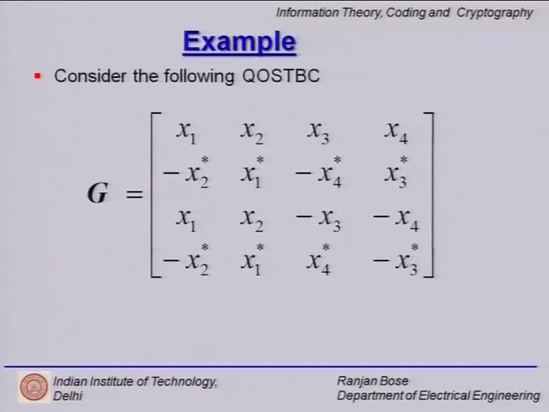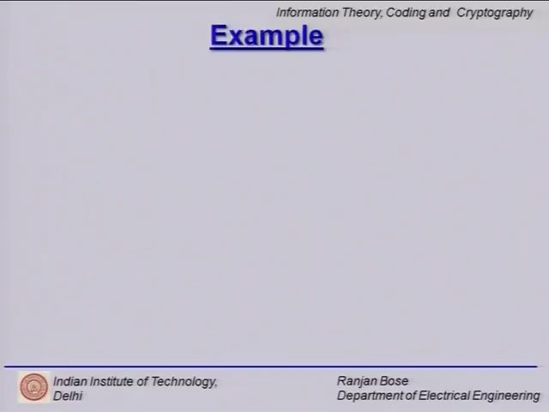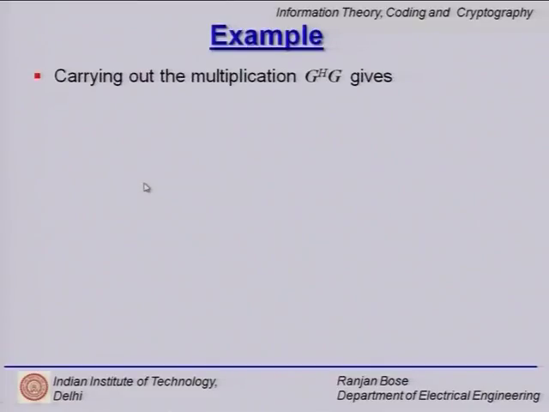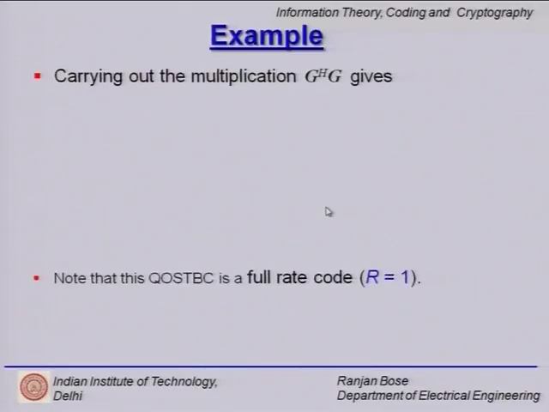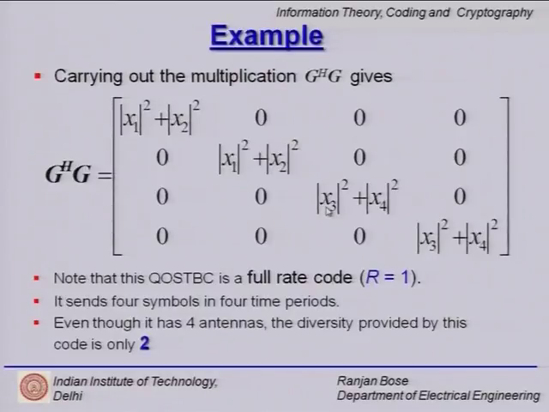But then what happens to the orthogonality? Clearly this is not an orthogonal design. So, let us check it out. We do this multiplication G Hermitian G. What does it give us? Well, if you do that, you get as a first diagonal element |x1|^2 + |x2|^2. Same for the second, and then this one is |x3|^2 + |x4|^2, and similarly here. So, what has happened is we have kind of coupled these.